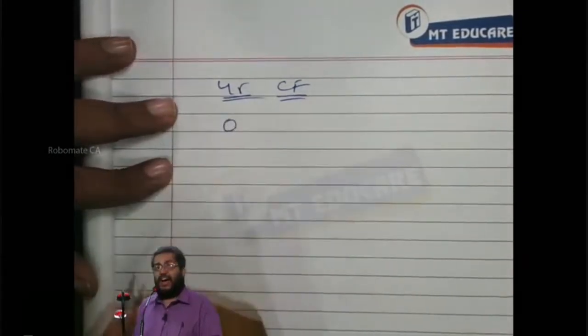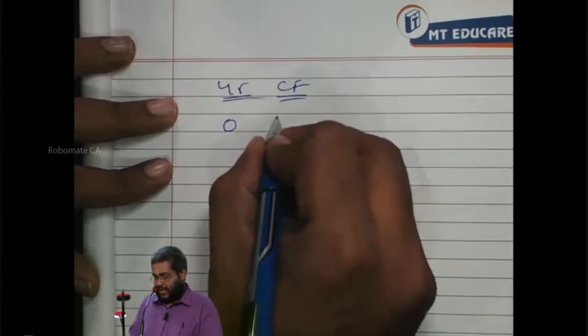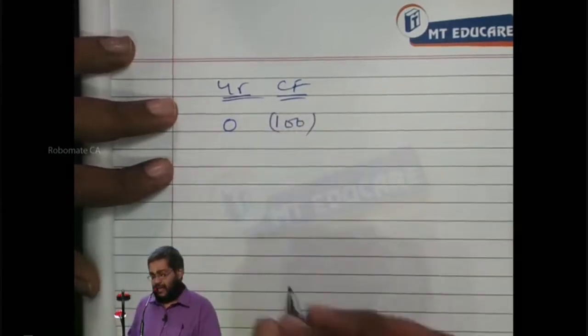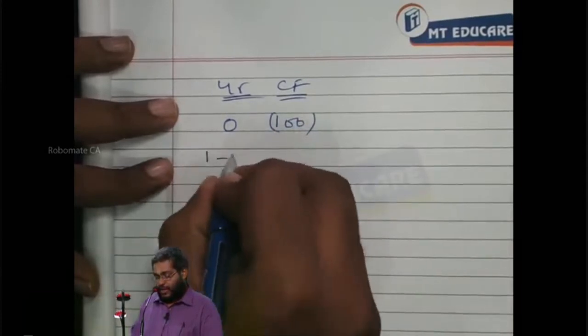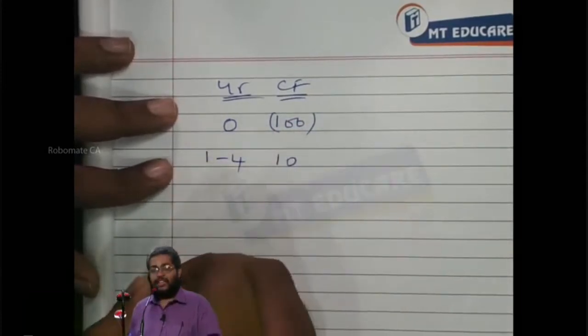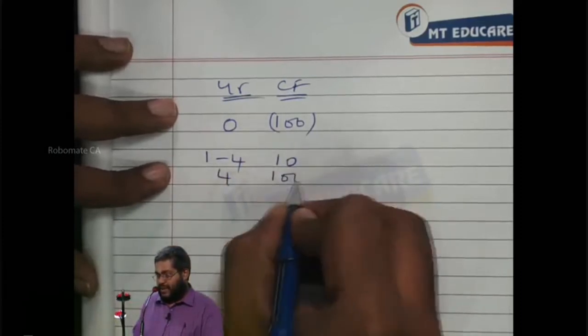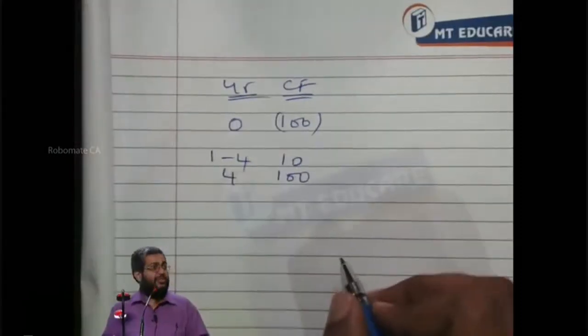Say I am an investor. In year zero, I invest 100 rupees in a bond. Suppose it is a 4-year bond: for years 1 to 4, I get 10 rupees, and at the end of the 4th year, I get back a redemption of 100 rupees. Everybody with me or not?